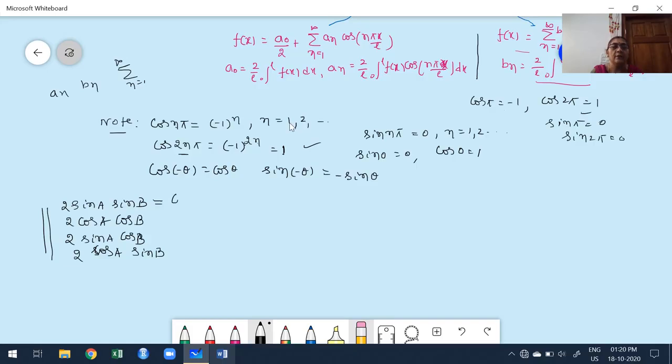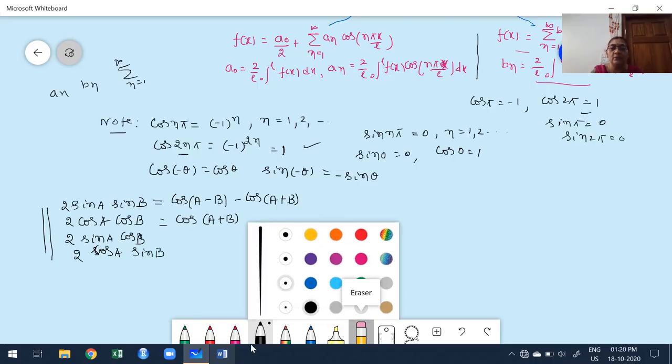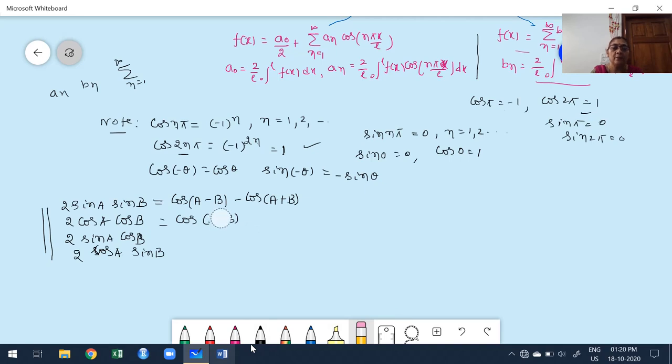Cos of A minus B minus cos of A plus B, because cos of A plus B is cos A cos B minus sin A sin B. I want sin A sin B, therefore minus. The opposite of this means 2 cos A cos B is cos of A plus B. We just have to write it in the same form, then it's easy to remember. The middle sign must be positive. That's all. Cos of A minus B plus cos of A plus B.